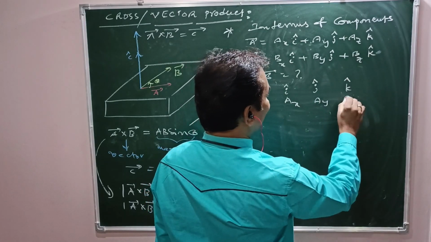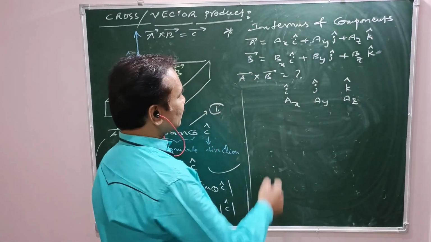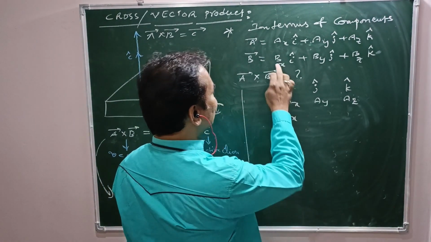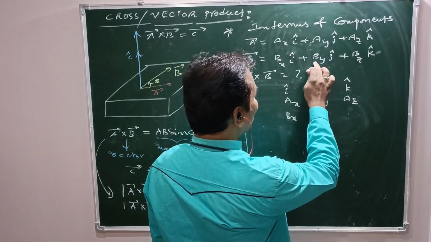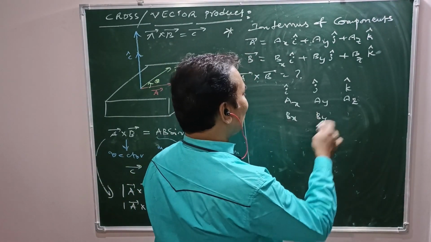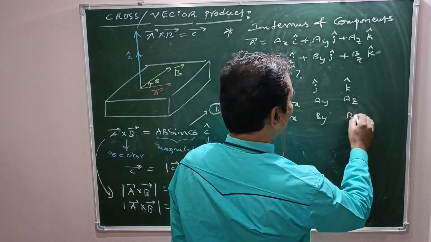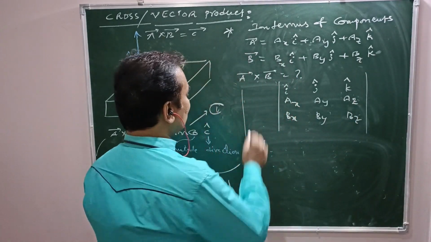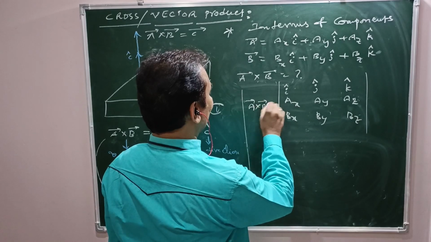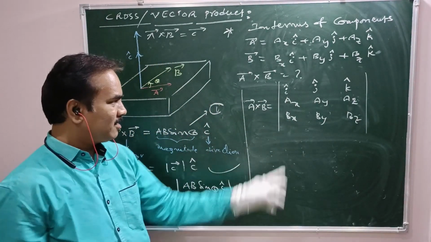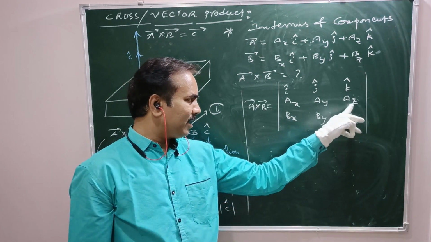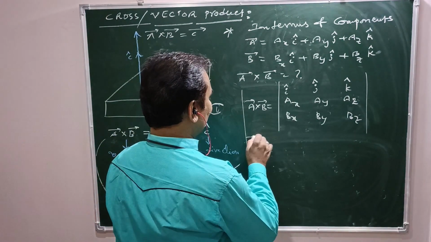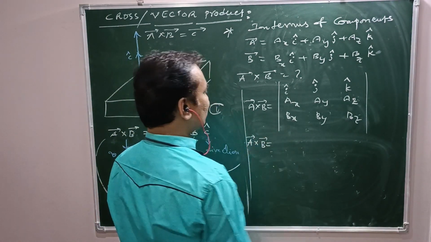Below k cap I am writing AZ. That's all. Similarly, below AX I am writing BX, the x component of the second vector. Here, the y component of the second vector is BY, so below AY we have BY. Below AZ we have BZ. So, how to get the determinant? A bar cross B bar is nothing but the determinant of I, J, K, AX, AY, AZ, BX, BY, BZ. That's all.